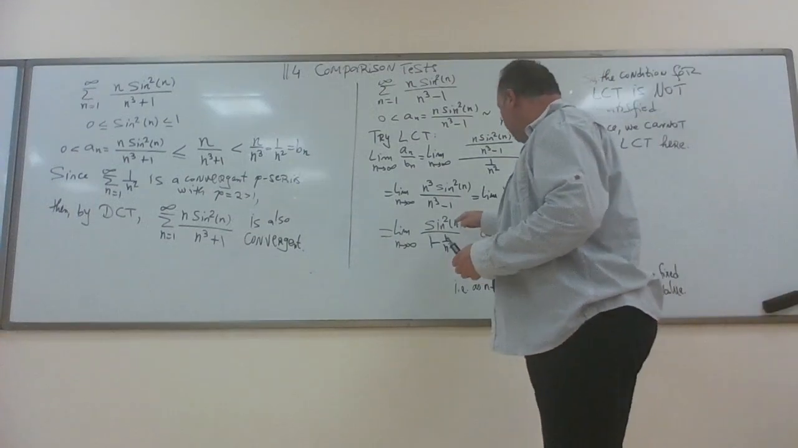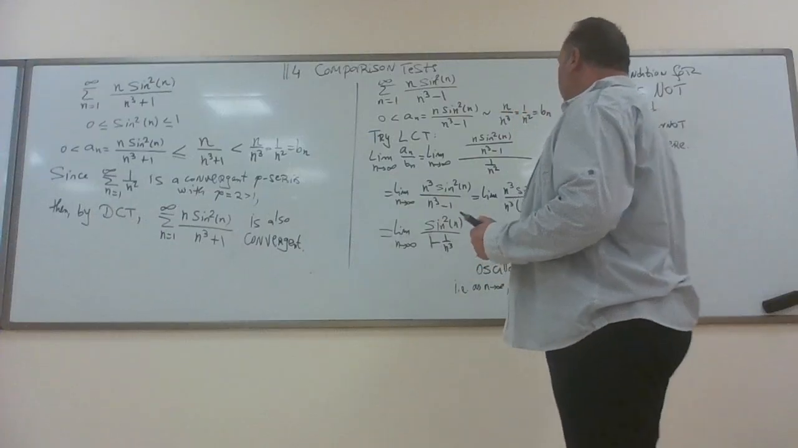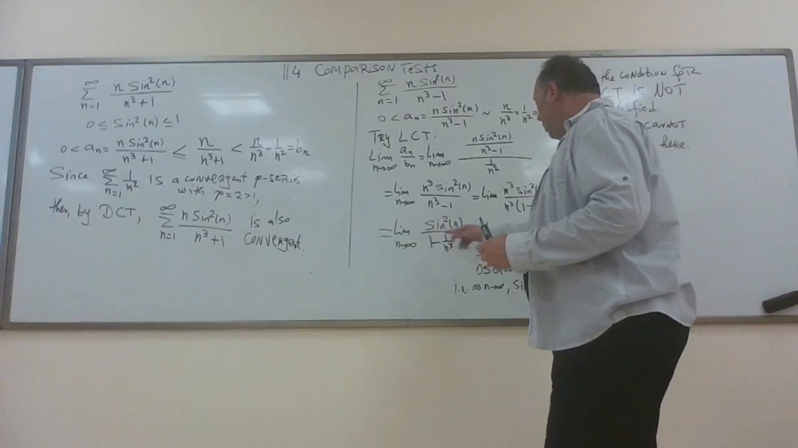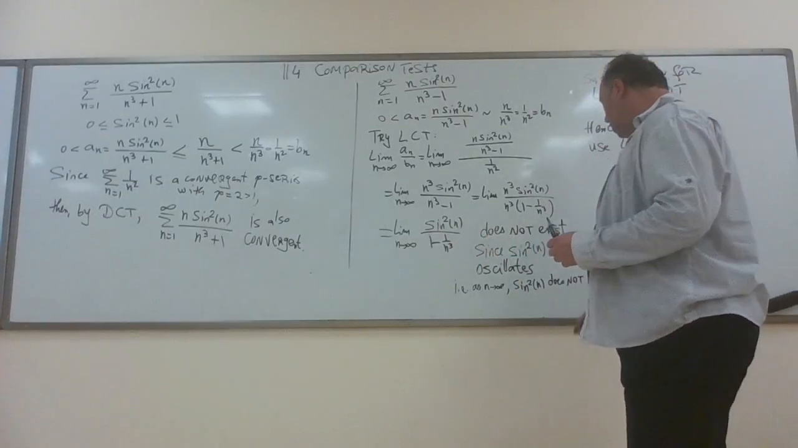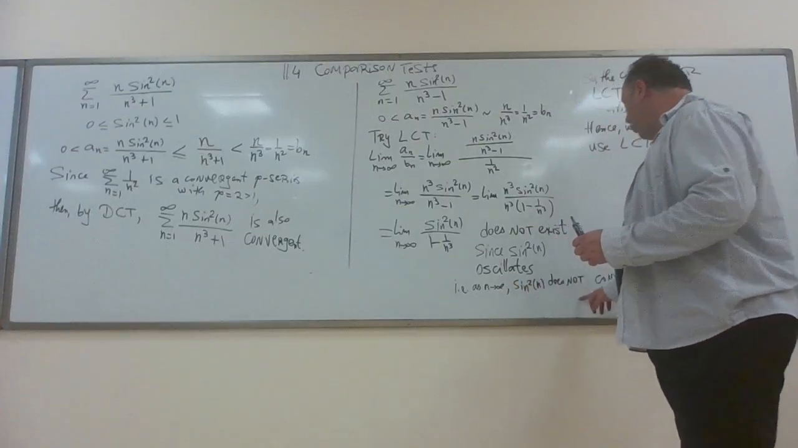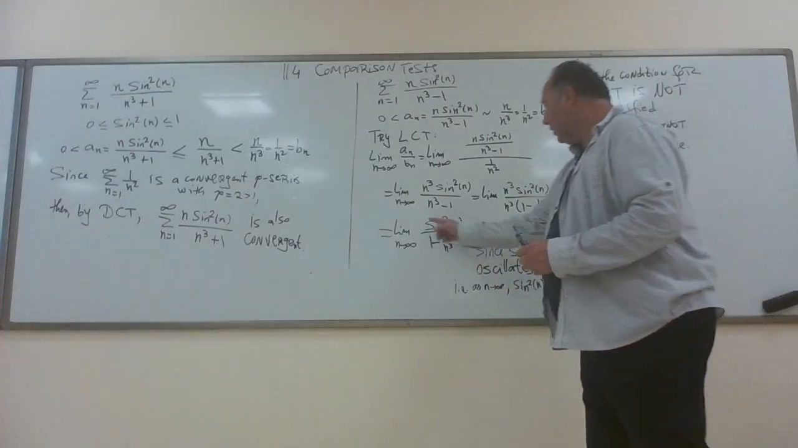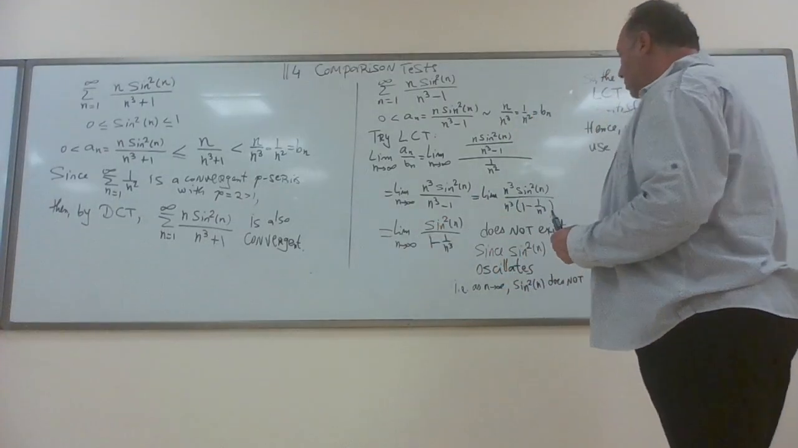So we put here numbers 1, 2, 3, 4, 5, 6, and we keep going. We will realize that sine squared is actually oscillating, so it doesn't converge to any specific real value. Oops! That means that this limit here does not exist.